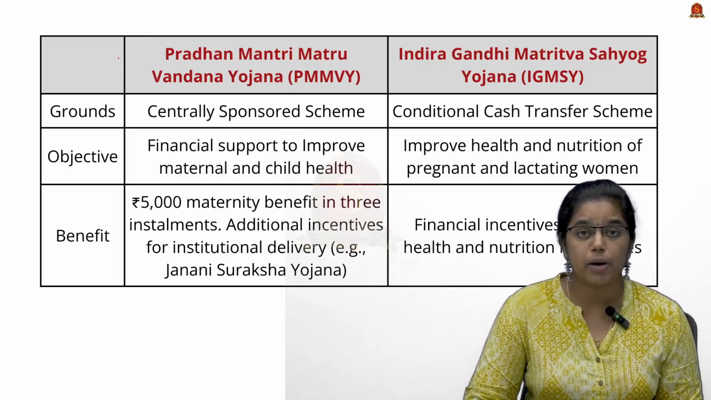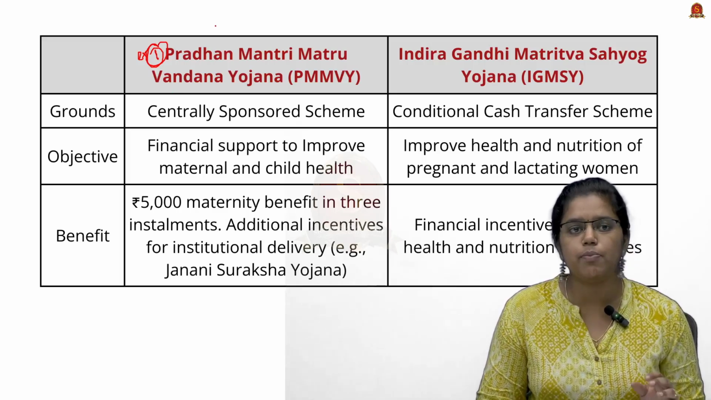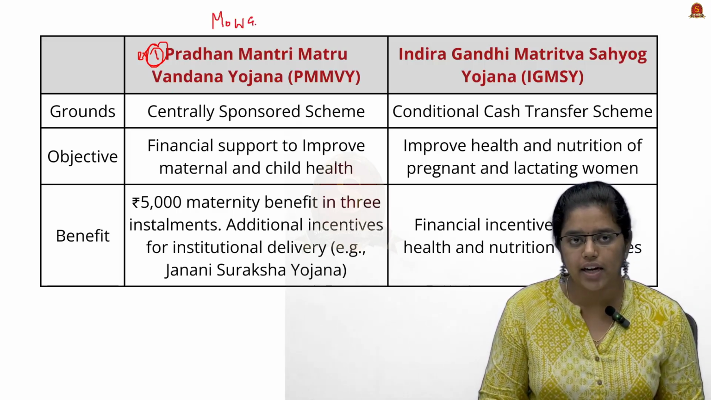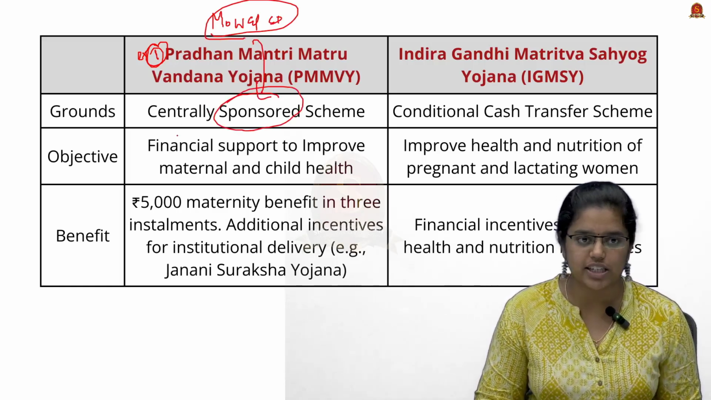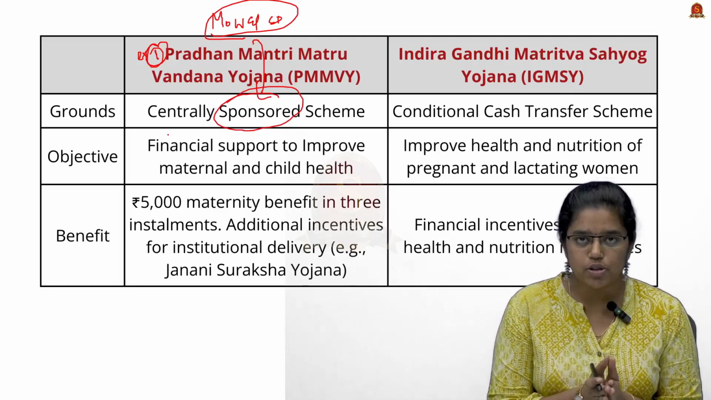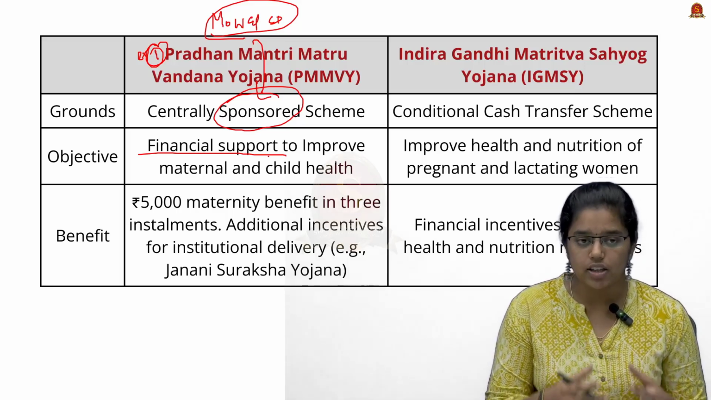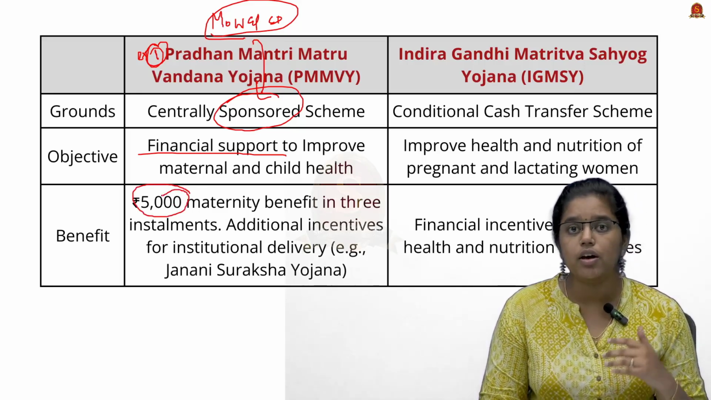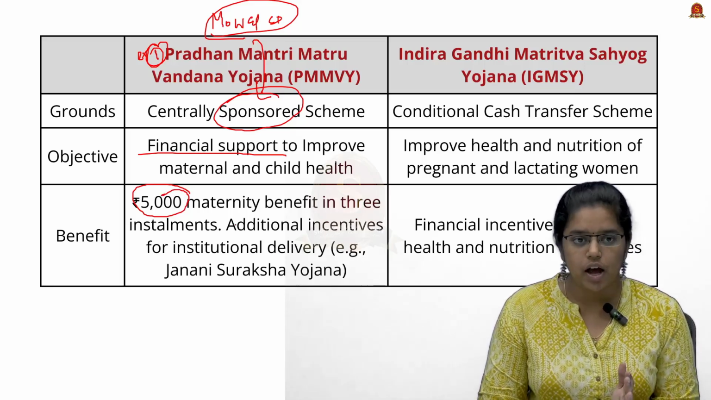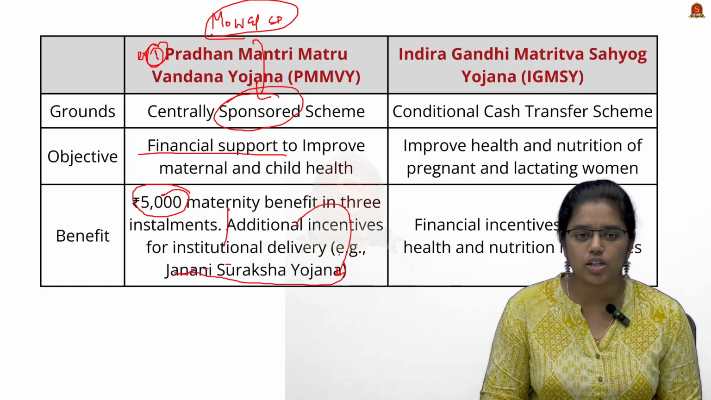They have cited many examples in this editorial, so let's take a quick glimpse of that. The first scheme is the Pradhan Mantri Matru Vandana Yojana. This scheme comes under the Ministry of Women and Child Development. It is a centrally sponsored scheme and not a central sector scheme. The main objective of this scheme is to provide financial support to improve the health of mother and child. In this scheme, a 5,000 maternity benefit is given to the mother in 3 separate installments, and additional incentives are also provided in other schemes such as the Janani Suraksha Yojana.